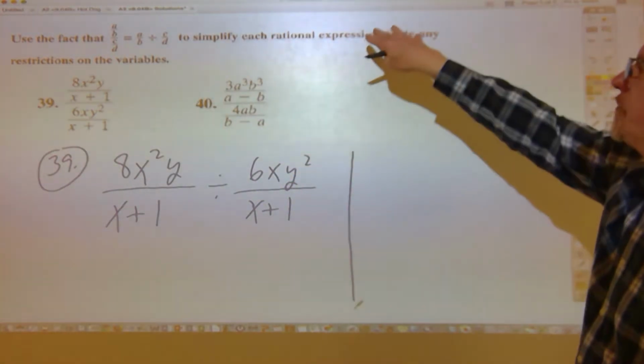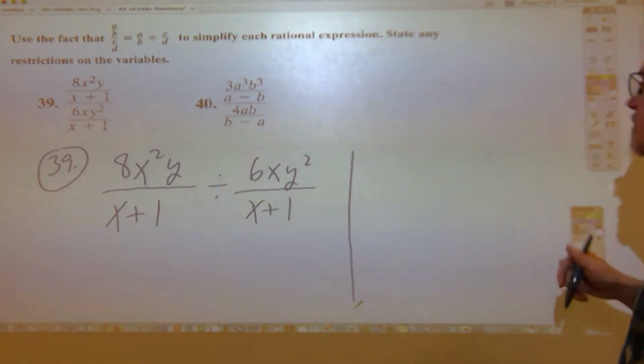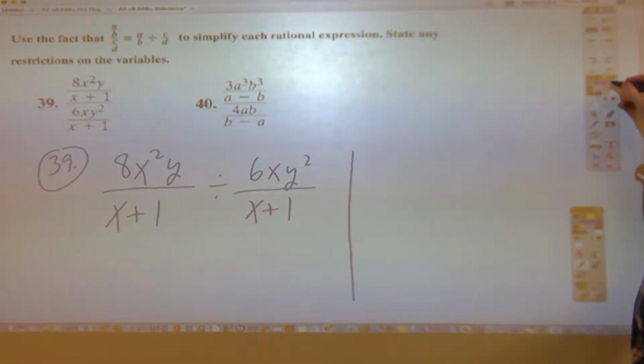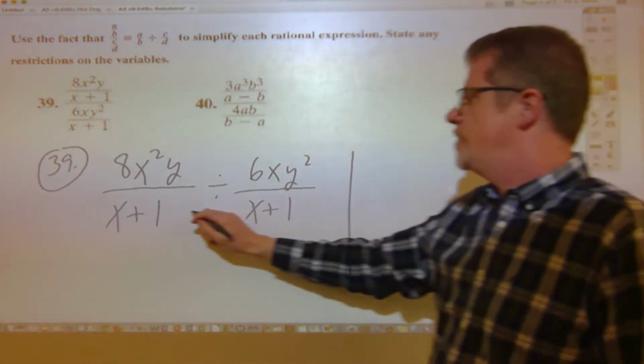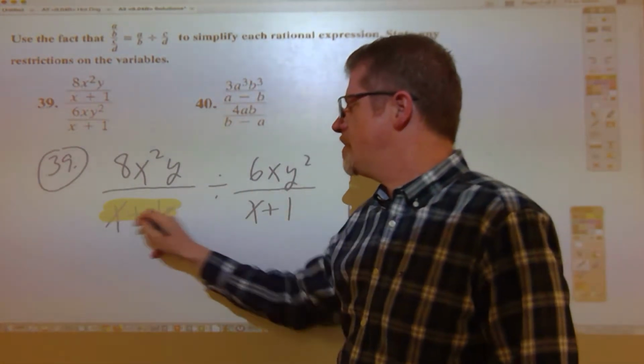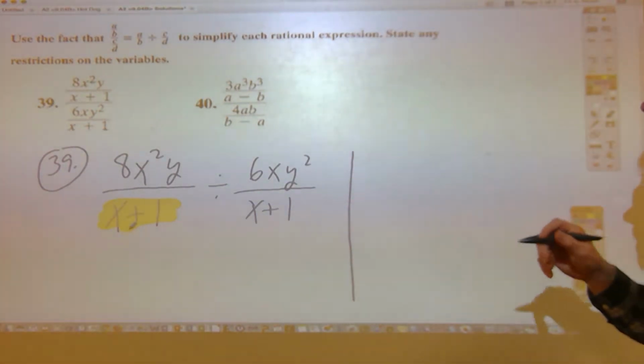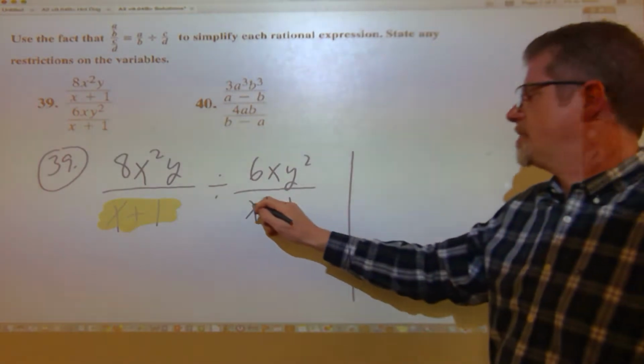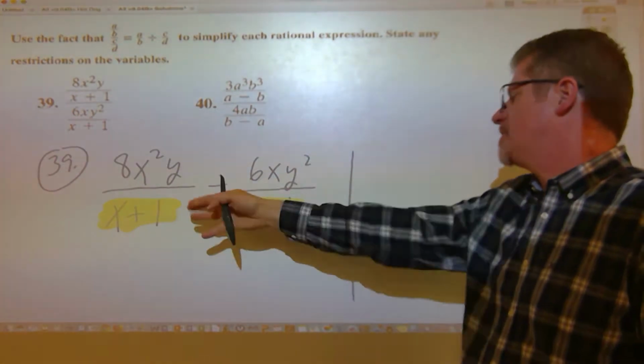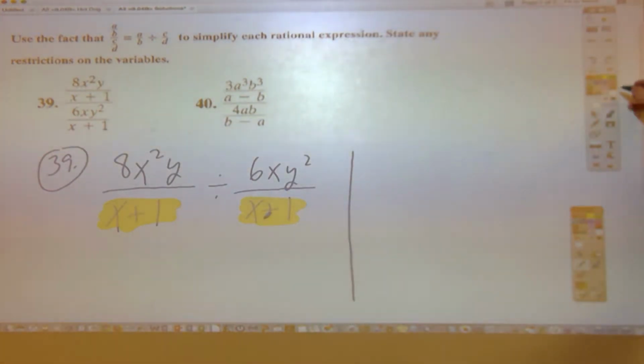They are asking us for restrictions, and this is a great time to look at restrictions. I would recommend that you not let x plus 1 equal 0, because that would cause division by 0. This x plus 1 also cannot equal 0. It happens to be the same one, so I'll make them both yellow.